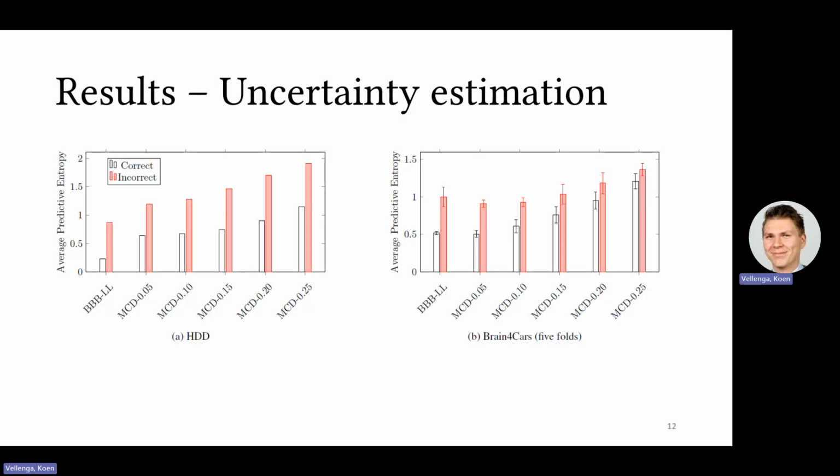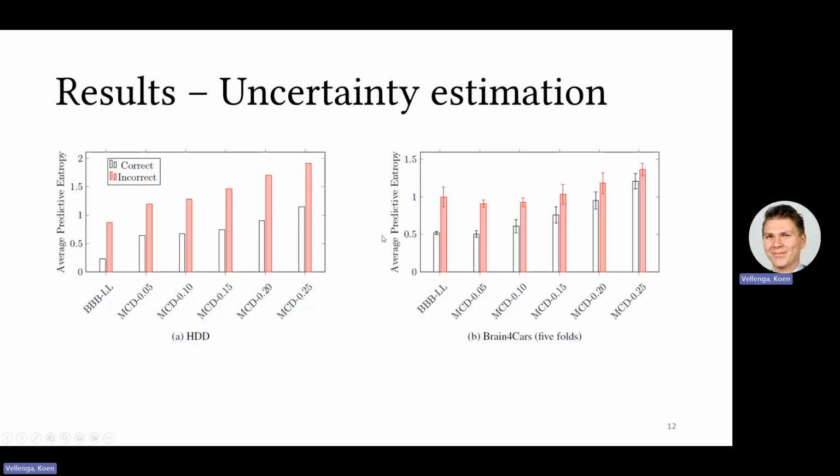a predictive distribution. What the bars here show is that for the correct predictions, the methods produce a lower average predictive entropy, for both models actually. And this tells us that it significantly produces lower uncertainty estimates for correctly predicted test instances compared to incorrectly predicted test instances. And this is a nice property of these methods, because this allows you to understand when the model is too uncertain to make a prediction.